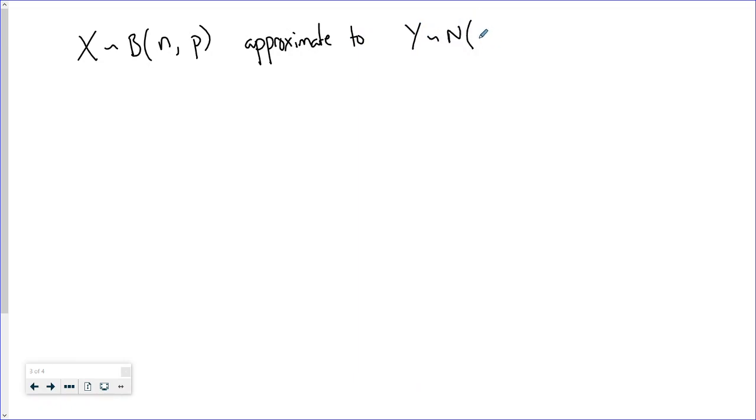Now, the mean of the normal distribution is np, and the variance is np(1 minus p). We don't need to worry too much about where this np(1 minus p) comes from, but the mean of the normal distribution makes sense, because we want it to be the same as the mean of this binomial variable. If you're doing n trials and the probability of success is p, then we would expect X to be, on average, n times p.